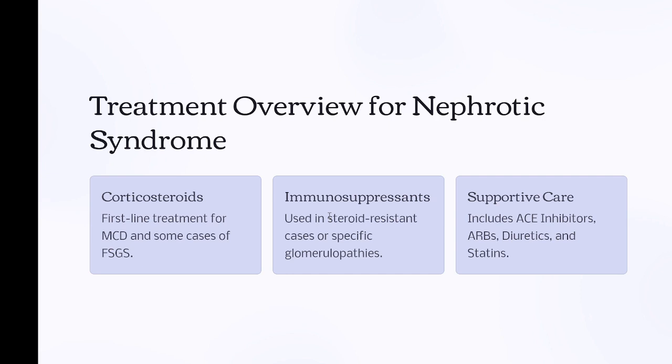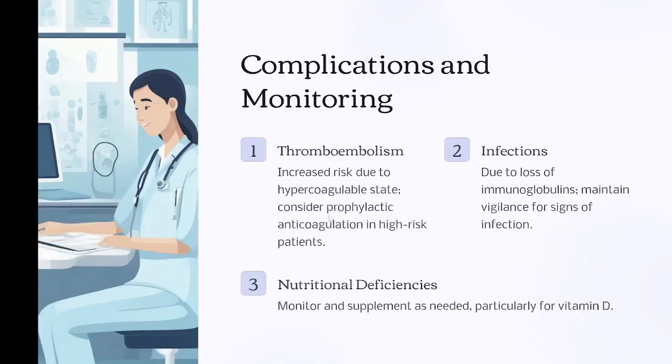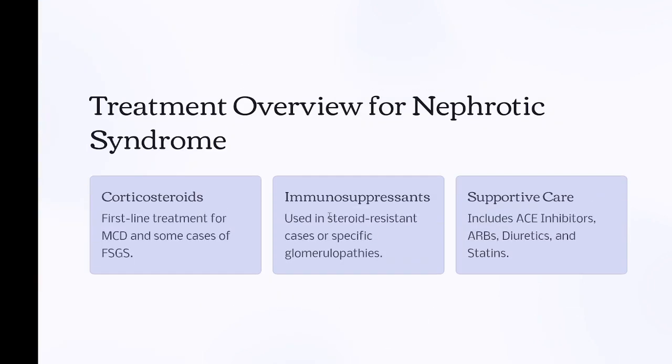Treatment overview: 1. Corticosteroids, first-line treatment for MCD and some cases of FSGS. Prednisone, standard initial therapy for MCD. 2. Immunosuppressants, used in steroid-resistant cases or specific glomerulopathies. Calcineurin inhibitors, cyclosporine or tacrolimus. Mycophenolate mofetil, alternative for patients with contraindications to calcineurin inhibitors.